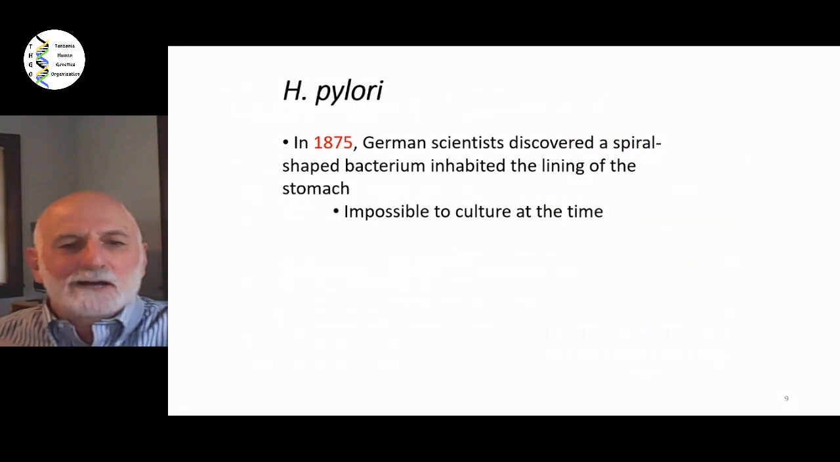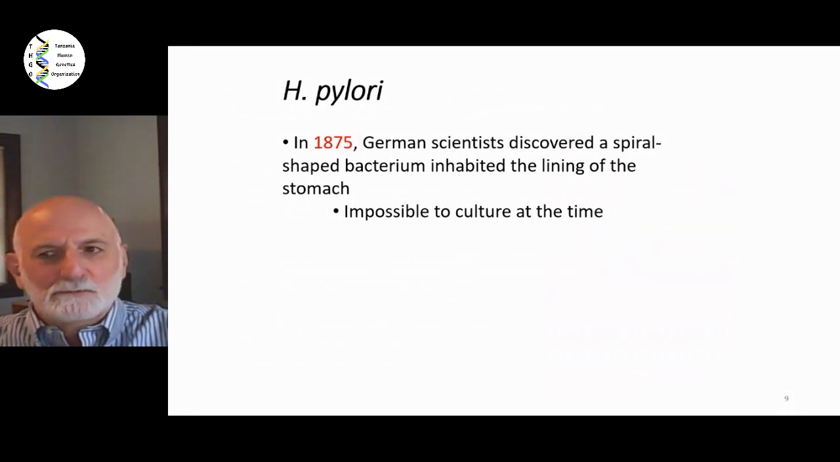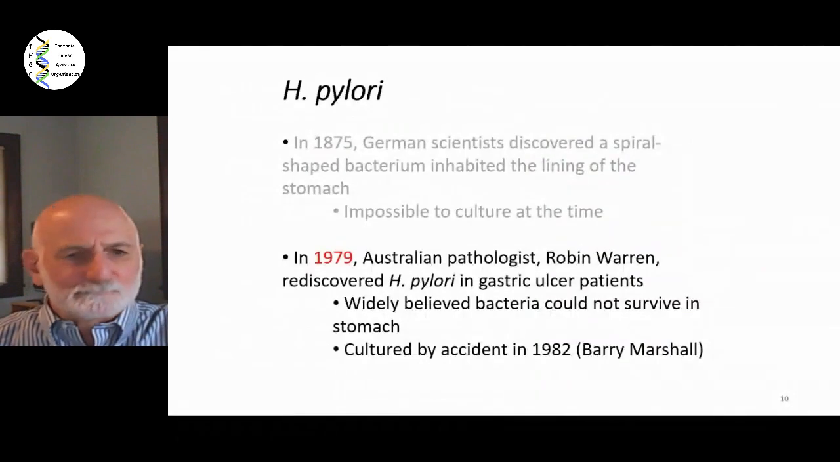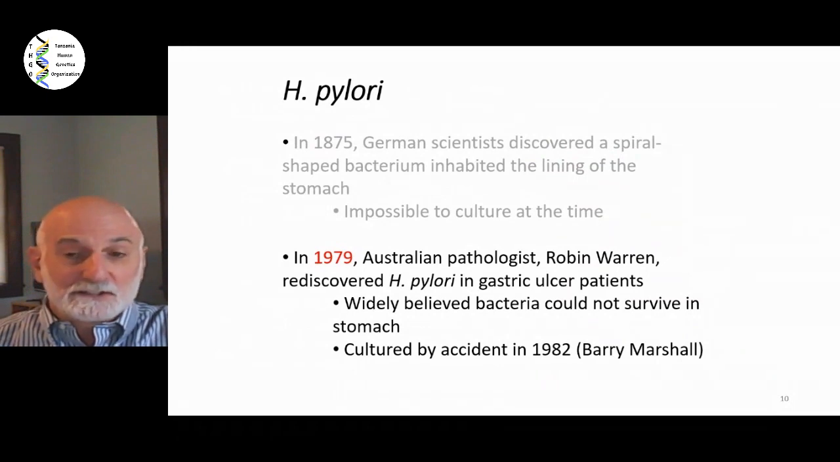Now, it's kind of odd because in 1875, German scientists discovered that there was a spiral-shaped bacterium inhabiting the lining of the stomach. It couldn't be cultured. However, that became very rapidly forgotten. And for the next almost 100 years or so, people believed that the stomach was just too acidic to maintain a bacterial infection. Well, in 1979, Australian pathologist Robin Warren rediscovered H. pylori in the gut of ulcer patients.